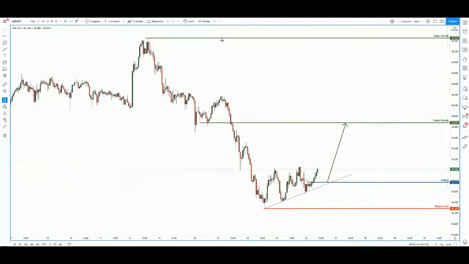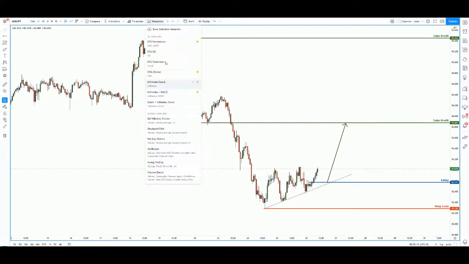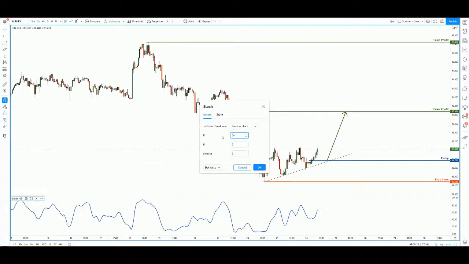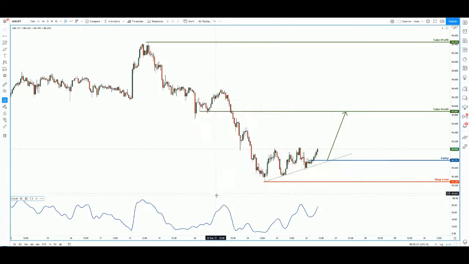Last but not least, we can also look at stochastics. 21 is a bit too sensitive. Maybe look at 34. We see that we can draw a trend line over here, something like that, and every time price taps this trend line or comes close to it, there's a strong reaction in price. So technical indicators confirm this as well.